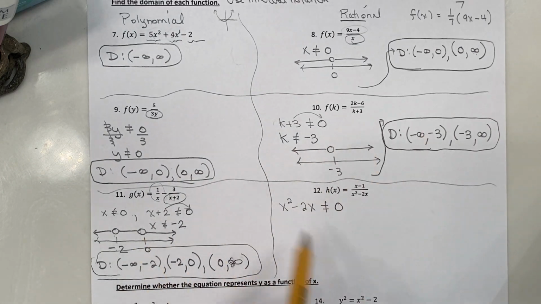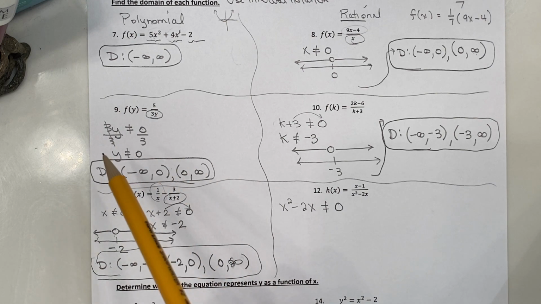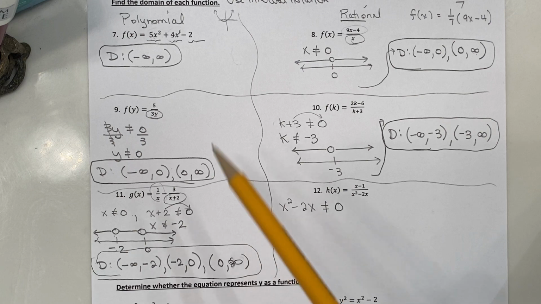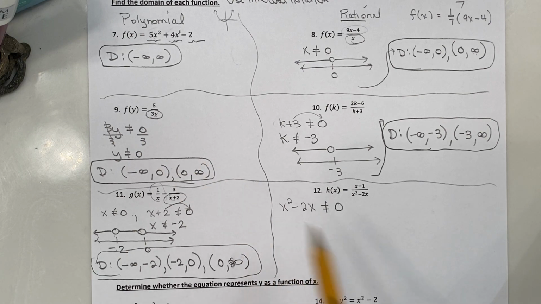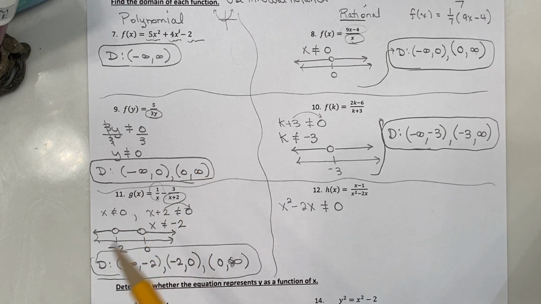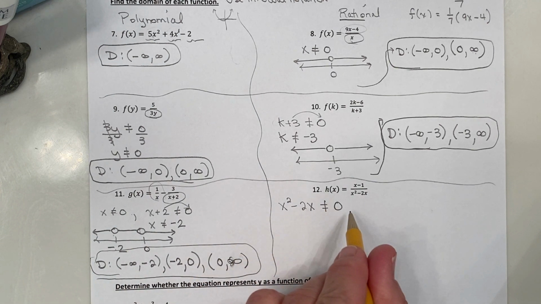Did I ever look at any of the numerators of these rational functions? No, because for the domain question, I don't look at the numerator. I only look at the denominator. Are there times that I need to look at the numerator of a rational function? Yeah, that's usually if they ask you to find the zeros or the x-intercepts, but not this question. All right, how do I solve this?